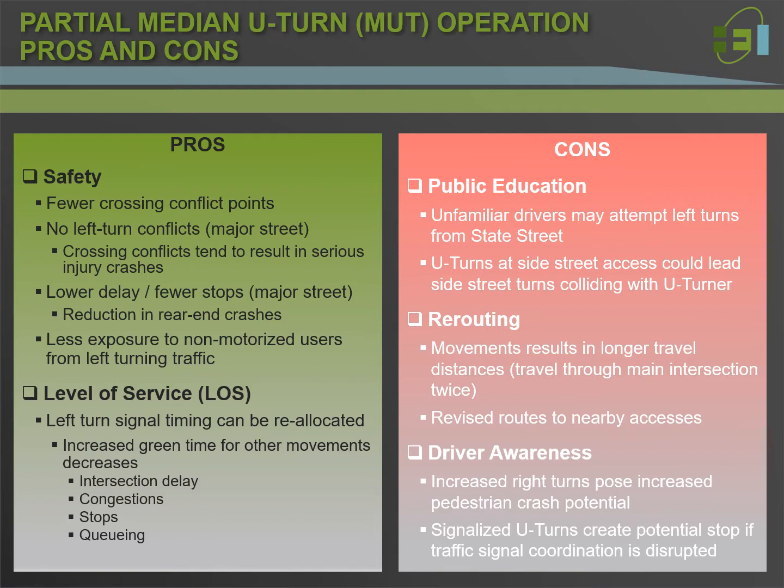With the MUT alternative, there are 10 fewer crossing conflicts and no left turn conflicts from the major street, for which these crossing conflicts tend to result in serious injury crashes. Also, the MUT improvements provide a lower intersection delay and fewer stops on the major street, which can lead to a reduction in rear-end crashes, and the MUT provides less exposure to non-motorized users from the left turning traffic.